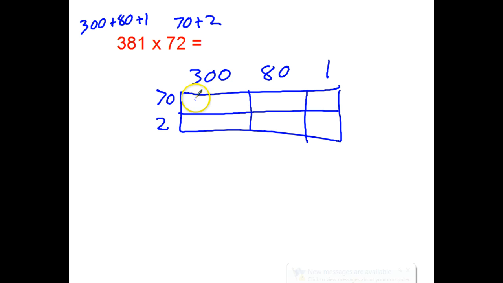So the first top square right here on the left, 70 times 300, 1, 2, 3 zeros, and 7 times 3 is 21. 2 times 300, 2 zeros, and 2 times 3 is 6, so 600. Let's go to the next part, 70 times 80, 2 zeros, and 7 times 8 is 56.